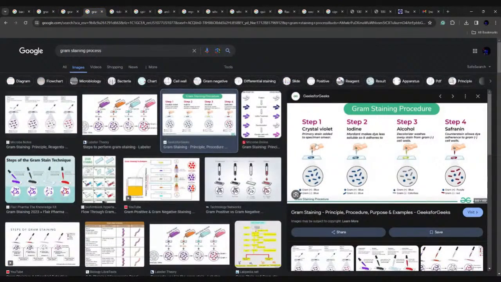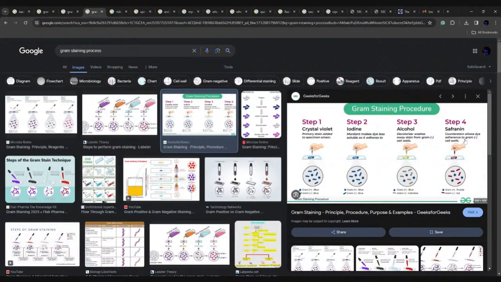So you basically add this stain called crystal violet, and then you add iodine, and that makes it so the dye is more soluble, it sticks to things. You then add alcohol. Alcohol basically makes it so that any excess dye flows away, and if it's not bound to peptidoglycan, it will flow off the slide.